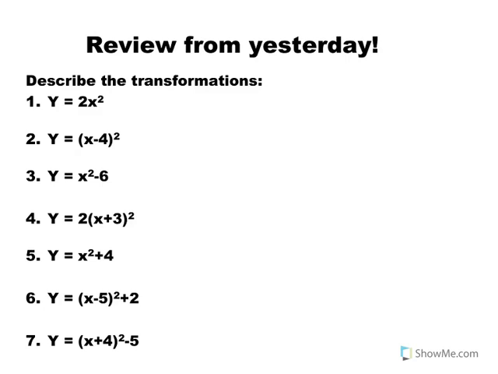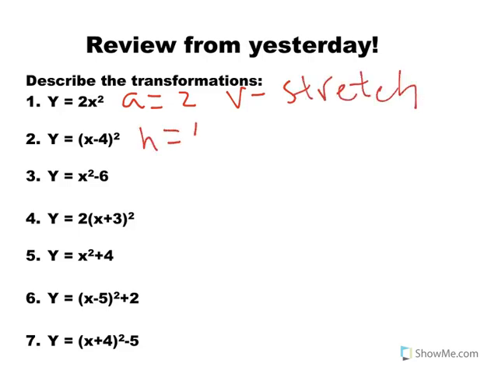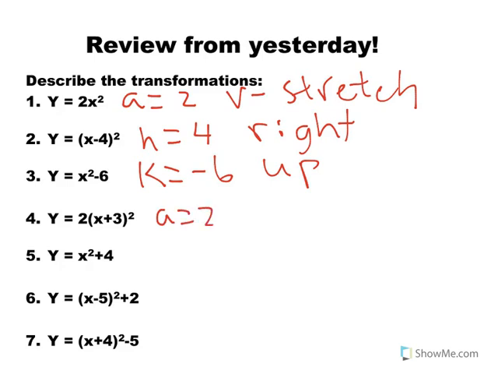Okay, so let's do a review from our Day 1. Describe the transformation. Here we see that A is equal to 2, so that means we have a vertical stretch. And H is positive 4, so we shift the graph to the right 4 units. And K is a negative 6, so the graph shifts down. And here we know that A is 2, so we have a vertical stretch.